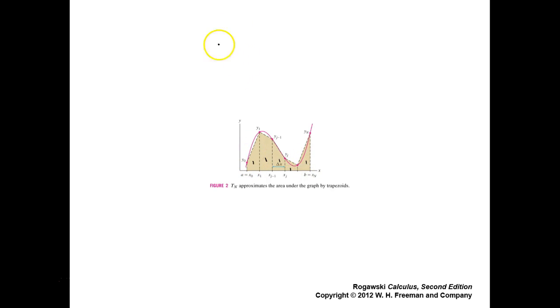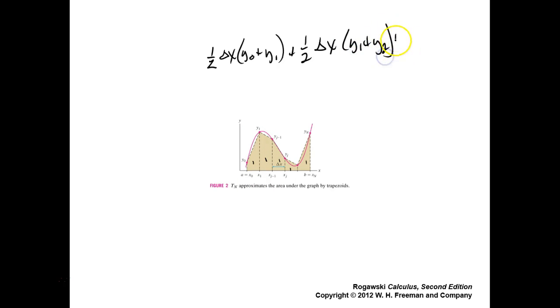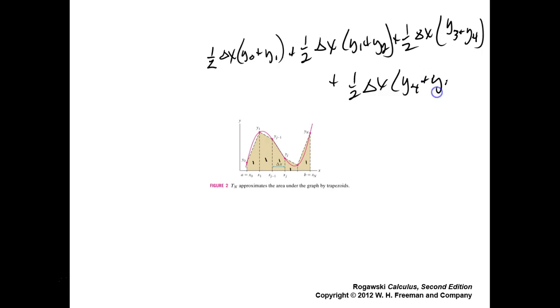Right? This area here is 1/2 delta x, that's the width of the area, times y0 plus y1. Right? Okay. Plus the next area here, this is y1, so it's 1/2 delta x, that's 1/2 the width, times the sum of these. That would be y1 plus y2. Plus 1/2 delta x times y3 plus y4, right? Plus 1/2 delta x times y4 plus y5. And that's the last one that we did here. Okay?